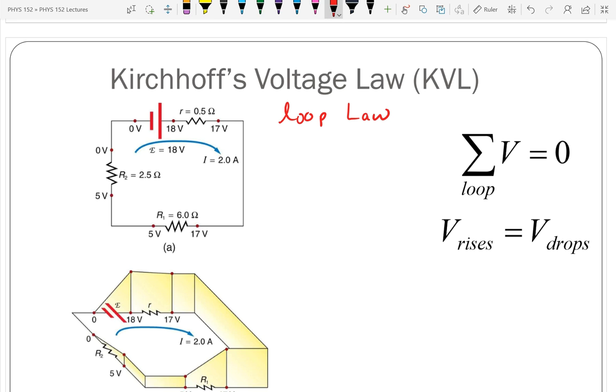And the loop law is, again, a very simple statement. It's a statement about conservation of energy. So the node law was conservation of charge. The loop law is conservation of energy. What the loop law says is if you start at some location and you go up and down and all around and you get back to your starting point, you're going to be at the same energy.